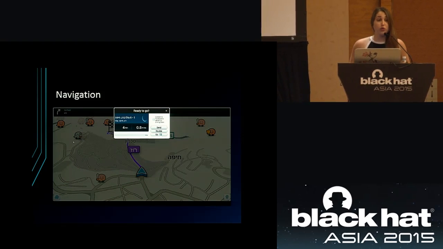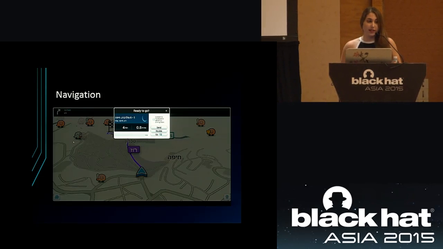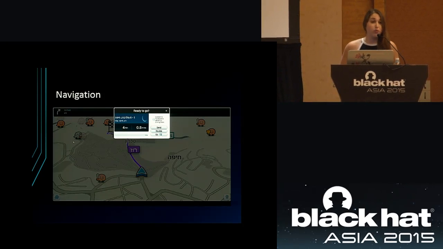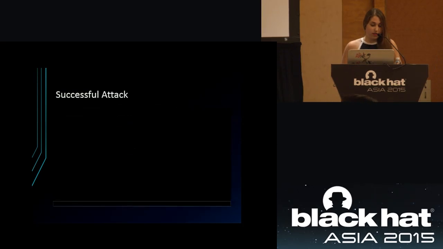Okay, so when the road was empty, Waze navigated us through the short road. Its length is 0.8 miles. The next video was taken after we executed our attack. A traffic jam was created.